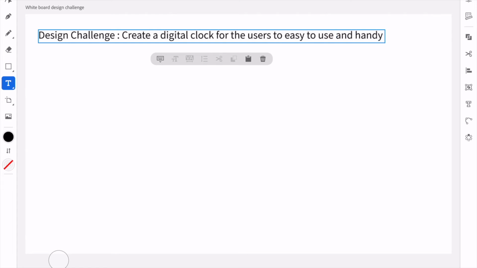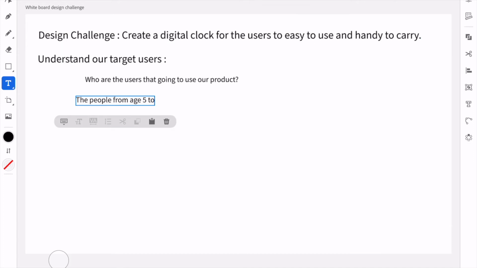When we are working on any design project, we have to understand the target users and their needs. In a similar way, when we are solving any whiteboard design challenge, we note down all the useful points related to the target users, their needs and their goals, like when they are going to use our product, where they are going to use it, and also the demographics and psychographics of the target users. Let's understand our target users for the digital clock.